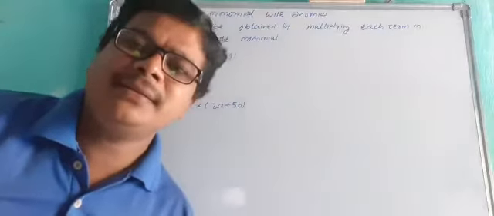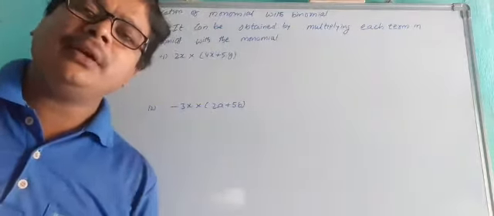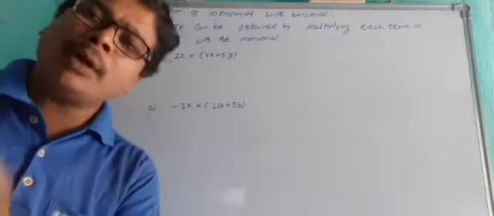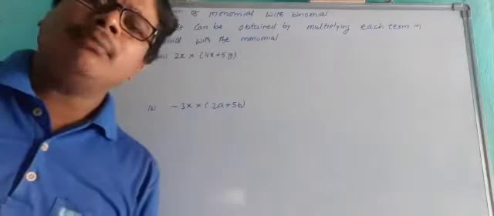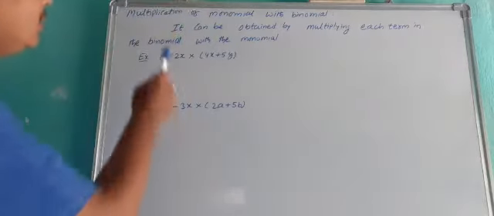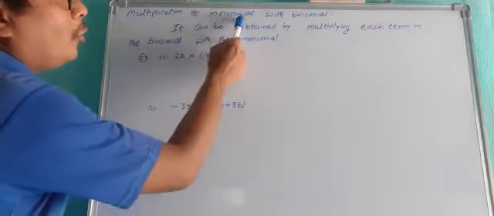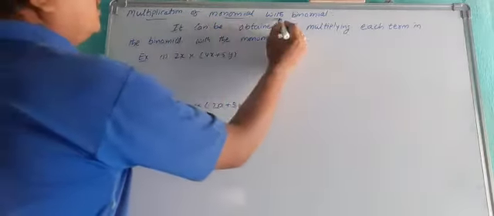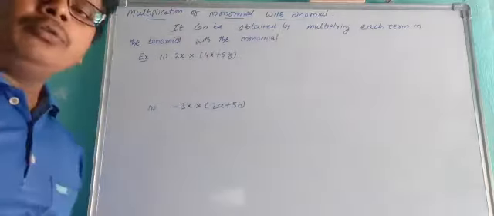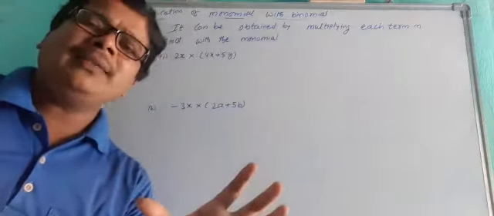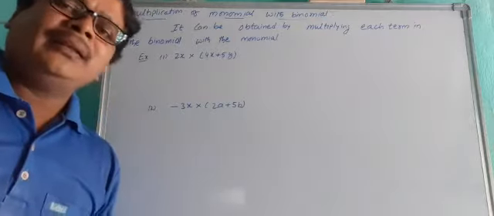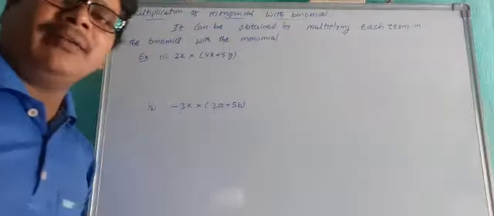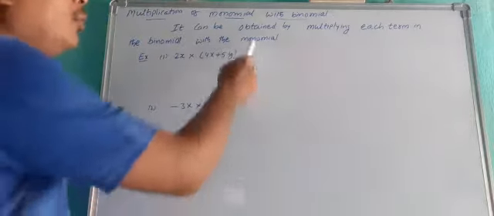Good morning, students. In our previous video, we discussed how to multiply one monomial with another monomial. Today, we have to discuss multiplication of monomial with binomial. How to multiply one monomial with a given binomial? Very simple. You have to multiply each and every term of the binomial with the monomial.